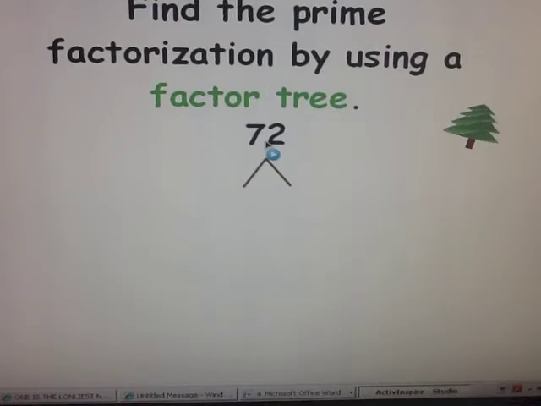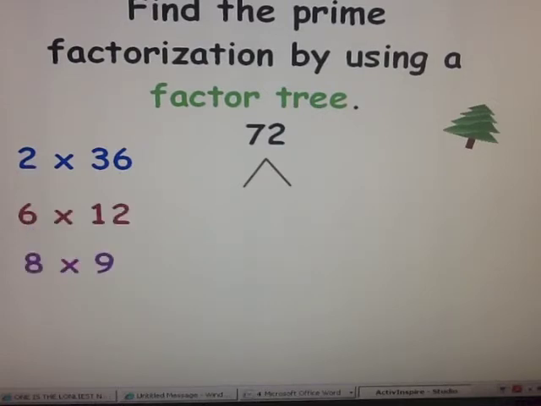72 has several products, guys. It doesn't matter which you choose to use, as long as it truly equals 72. For example, you could use 2 times 36. You could use 6 times 12. Most of you would probably say 8 times 9 or 9 times 8, and that's the one that I'm going to use. So I'm going to start my factor tree, and I'm going to say 8 times 9.